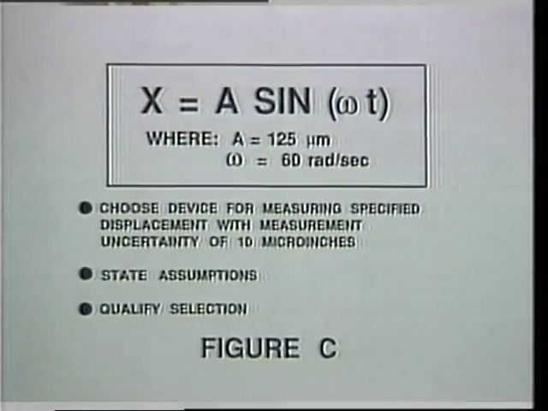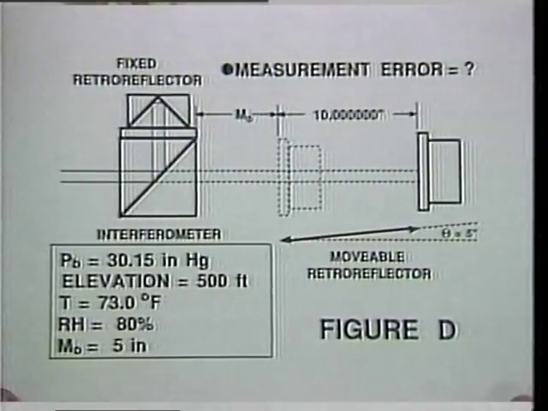Given a displacement which varies with time as given in Figure C, choose a measurement device which will allow measurement certainty down to 10 microinches. State your assumptions regarding specimen material, thermal environment, and so forth. Qualify your choice. Given a displacement which, with the laser interferometer shown in Figure D, is measured to be 10 inches, there is no compensation for the non-standard environmental conditions. Given this environmental error and the error inherent in the equipment setup, calculate the total measurement error.